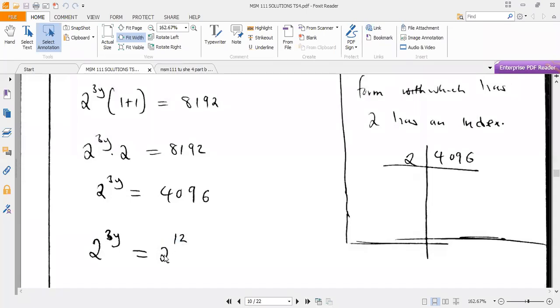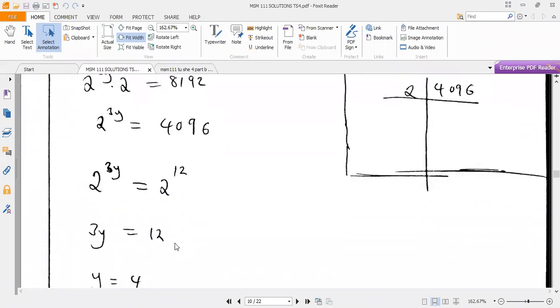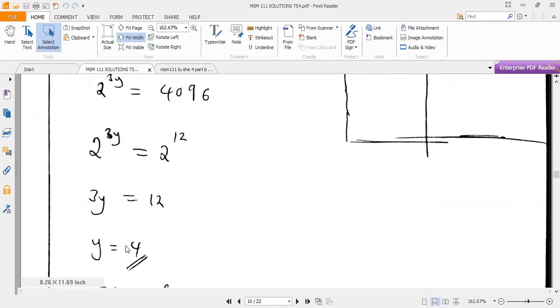So when you use your calculator, it should give you 4096. So we have something like 2 to the power 3y is equal to 2 to the power 12. So these indices are the same, isn't it? It simply tells you that the exponents are equal. So now with the exponents equal, you can easily say 3y is equal to 12 here, which is the same as y is equal to 4 when we divide by 3 on the right hand side.